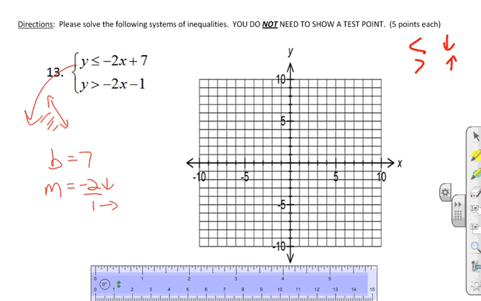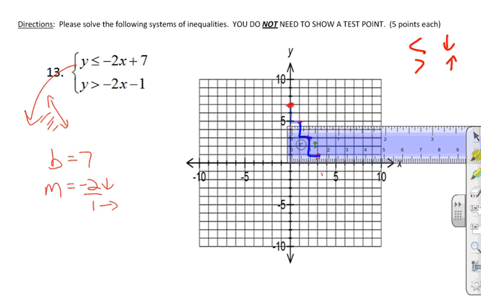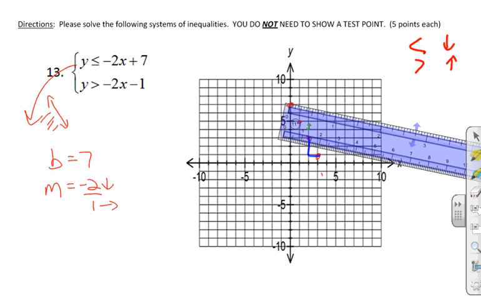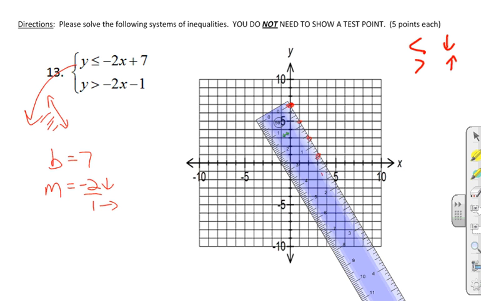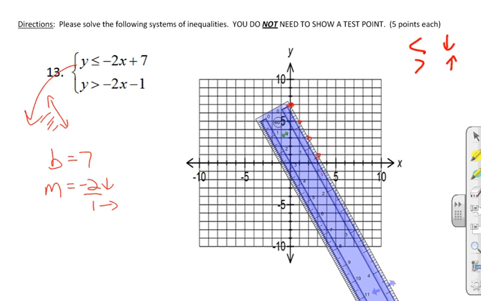Corey, first dot goes where? Which axis? Awesome. So I start at 7, and Victoria, what's the slope going to be? Down 2, right 1. Good. So it's going to be down 2, right 1, down 2, right 1, down 2, right 1. Oh, I'm very sorry, I did not hand rulers out. Bad teacher. Guys, do me a favor, make sure you're being real careful.